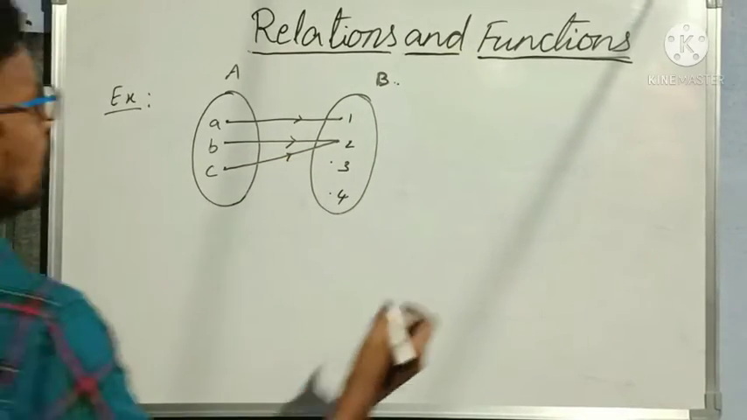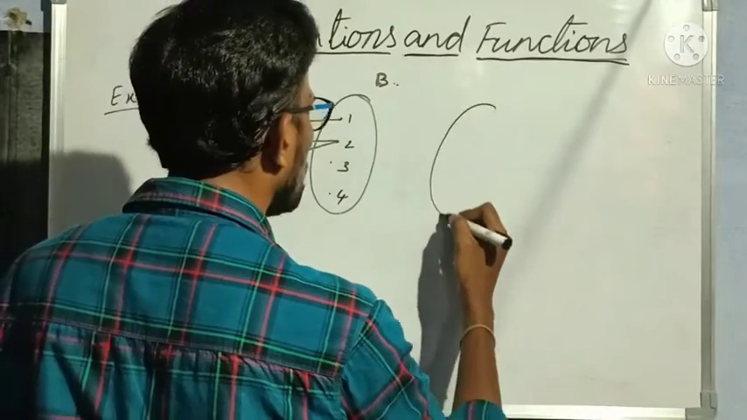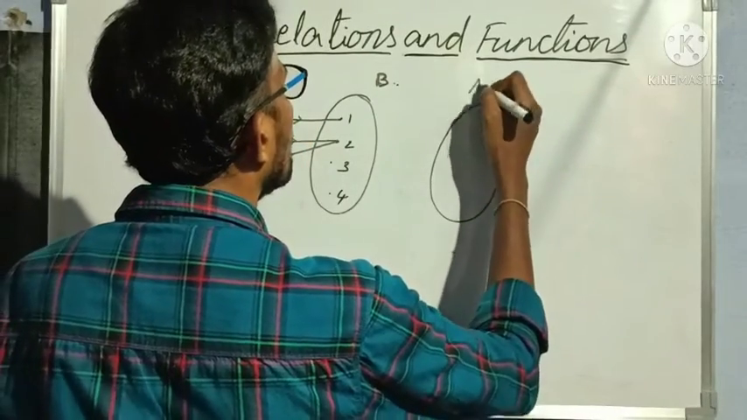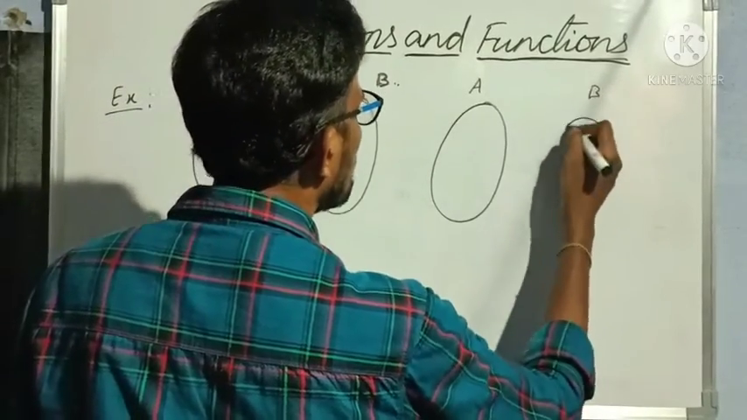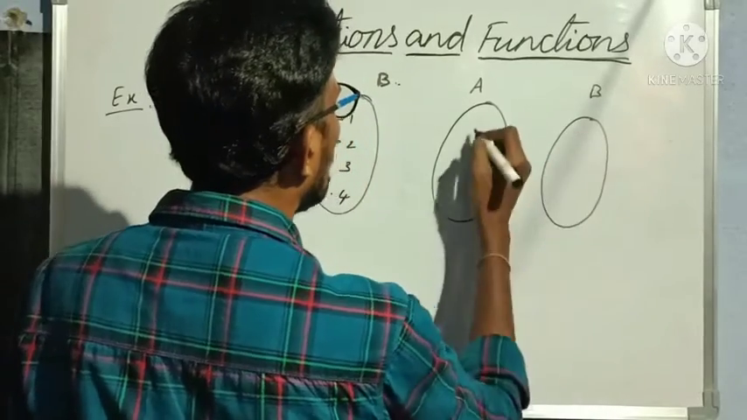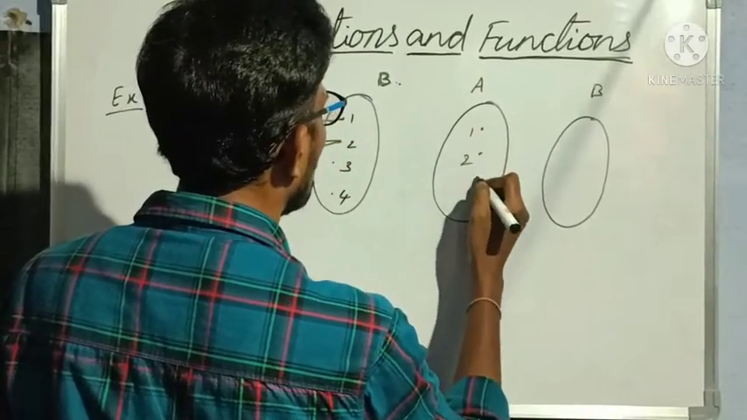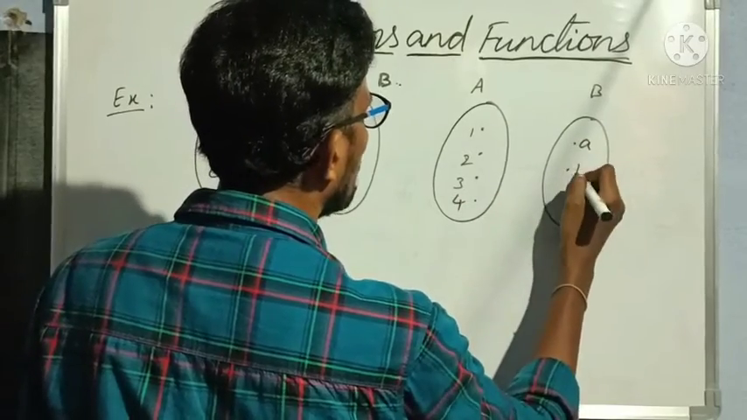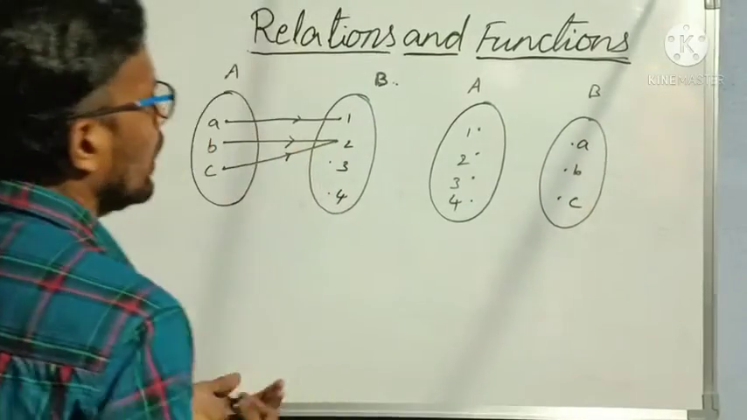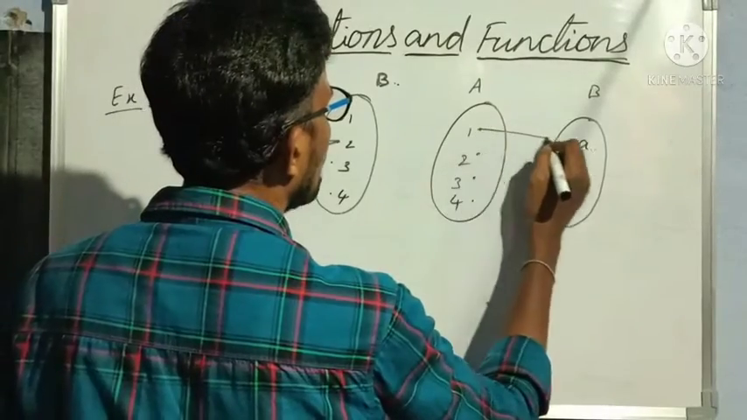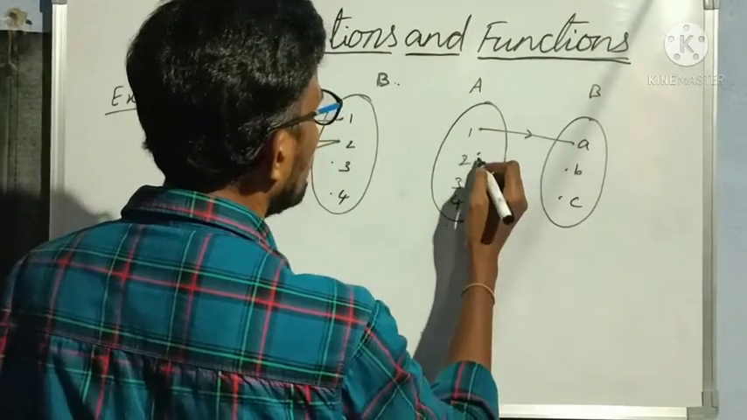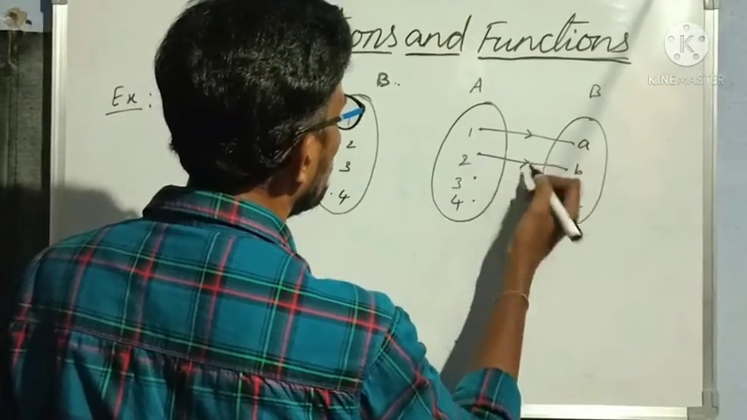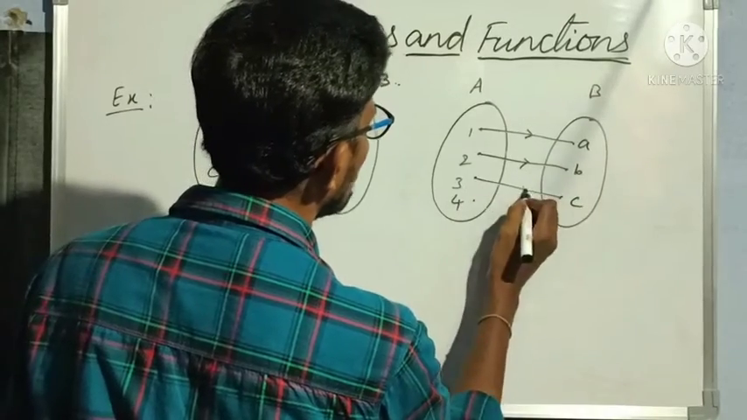In the next one, I am taking one more example here. This is my set A and this is my set B. Here I will reverse the elements: here 1, 2, 3, 4 and here I will take A, B, C. Now I will map 1 to A and 2 to B and 3 to C.